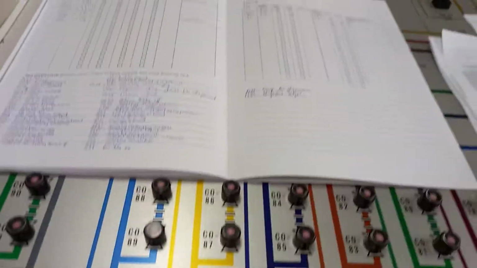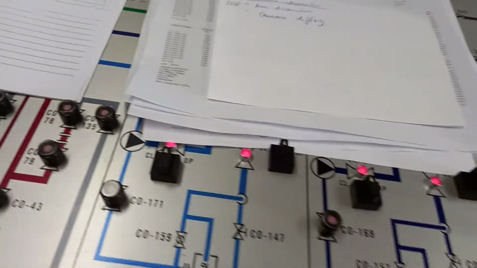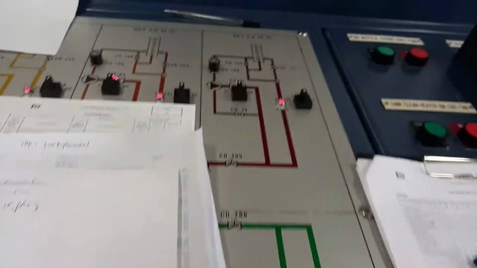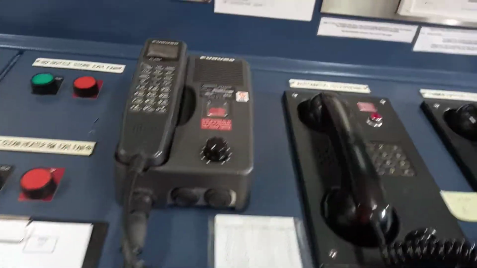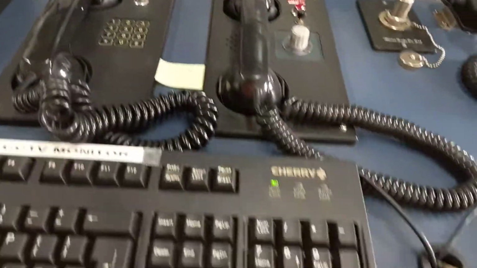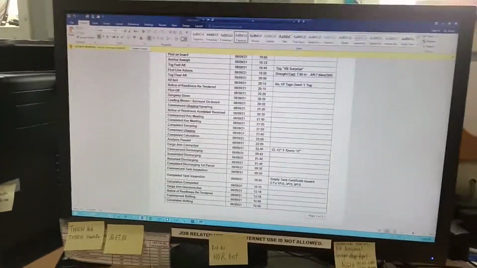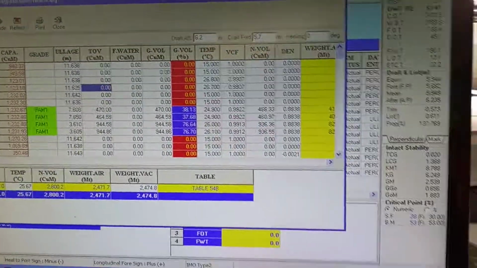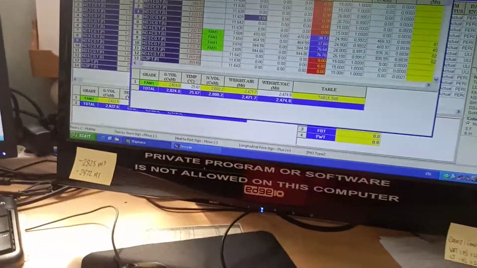Logbooks, and you have to record all the movements of the cargo operation. Communication system, the VHF, internal telephone system, keyboards, and we have the computers for calculation, computer for monitoring the flow of cargo. That's it.